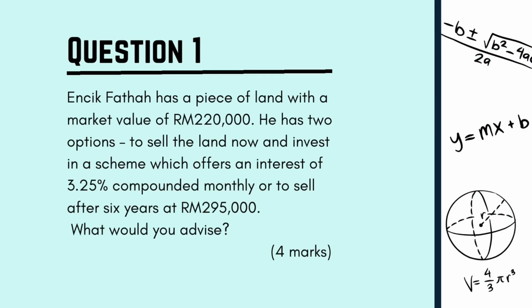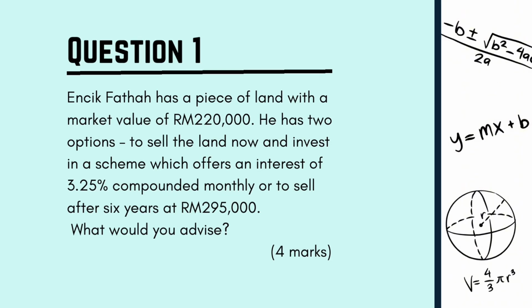So, for question 1, Encik Fatah has a piece of land with a market value of 202,000 ringgit. He has two options: to sell the land now and invest in a scheme which offers an interest of 3.25% compounded monthly, or to sell after 6 years at 295,000 ringgit.